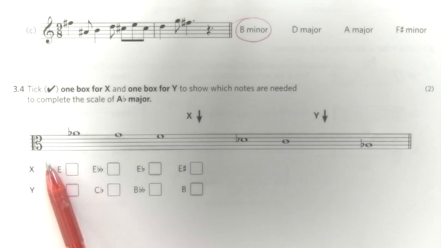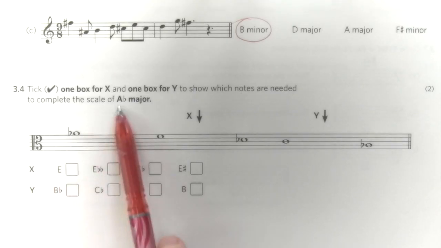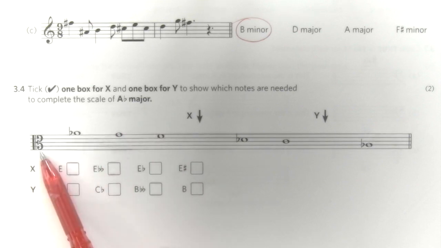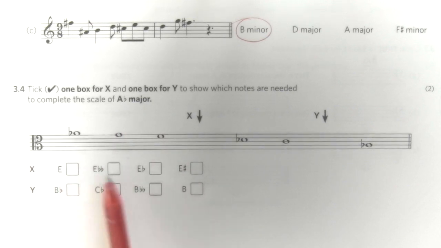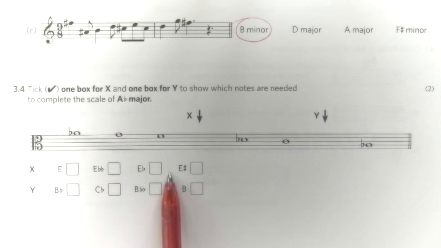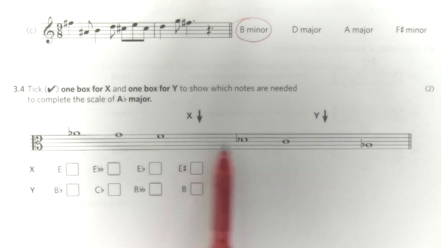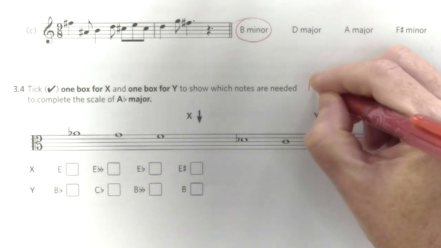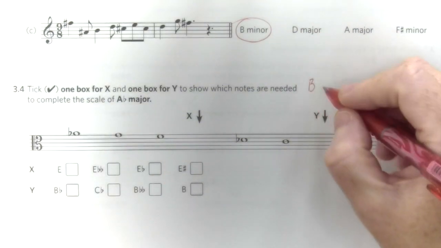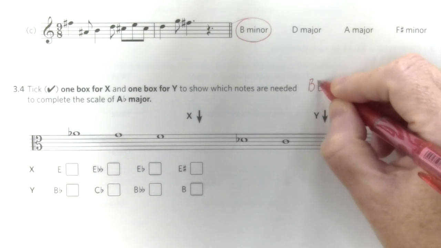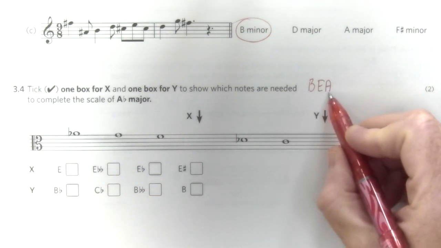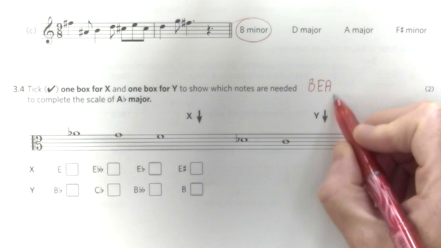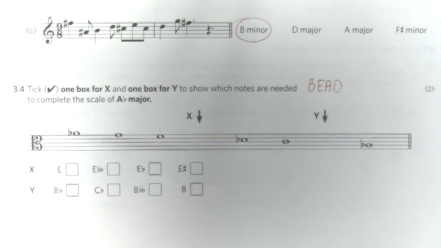4th question. In this exercise, we need to complete the scale of A flat major written in the alto clef, and we need to select which box shows the right note. A flat major has 4 flats, and we know this because the order of flats is Si, Mi, La. That's the penultimate flat of our key signature, and then Re. So, Si, Mi, La, Re.